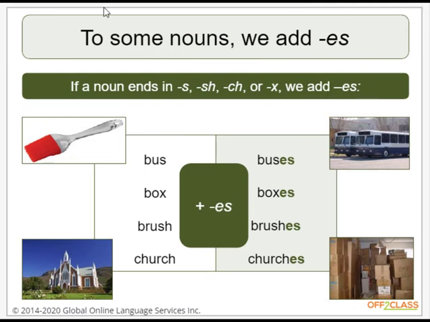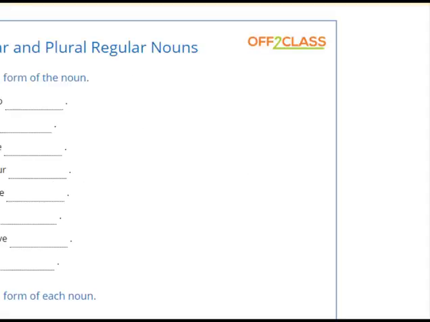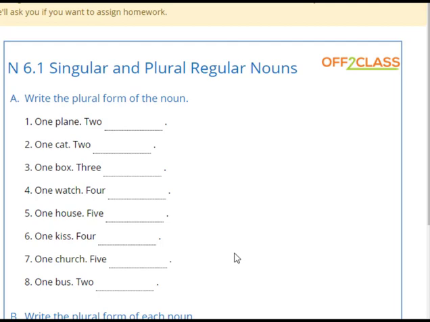Okay, let me show you the homework real quick. We're running out of time. This is the homework. I'm going to go over this very briefly. We didn't get to cover the entire lesson because it's only 10 minutes, but I want to show you real quick. What is the plural form of this noun? Plane. One plane, two planes.